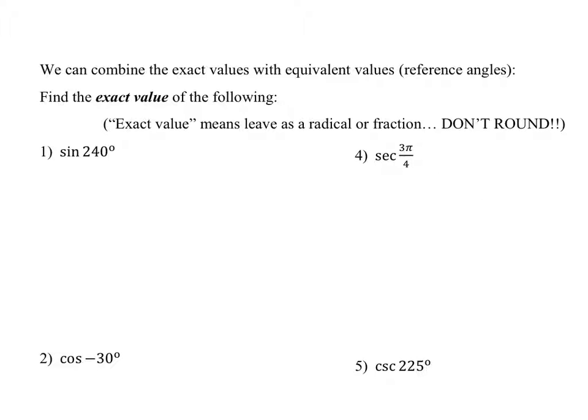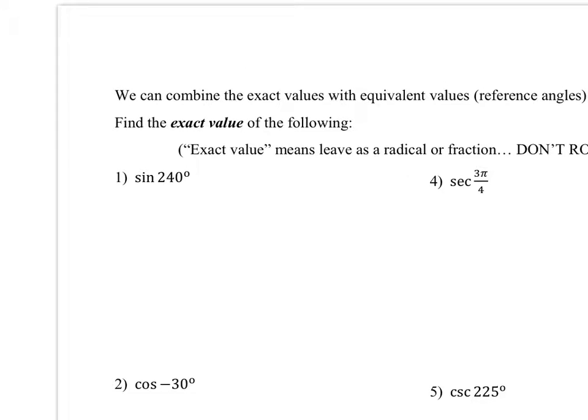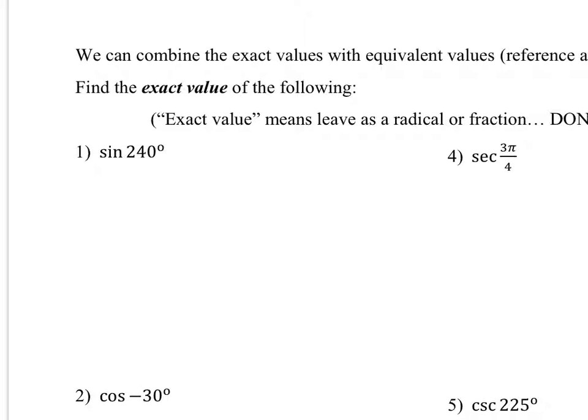So doing exact value combines what we did yesterday and today. We want to find the exact value of the sine of 240. Well, that's nothing like we know. I don't know what that is. If I put it in my calculator, it's something weird. So the sine of 240, what we need to do is figure out what is an equivalent value. So what we do is the box, line, box.